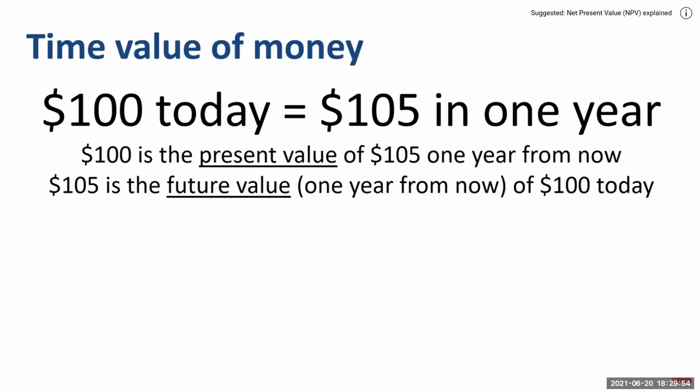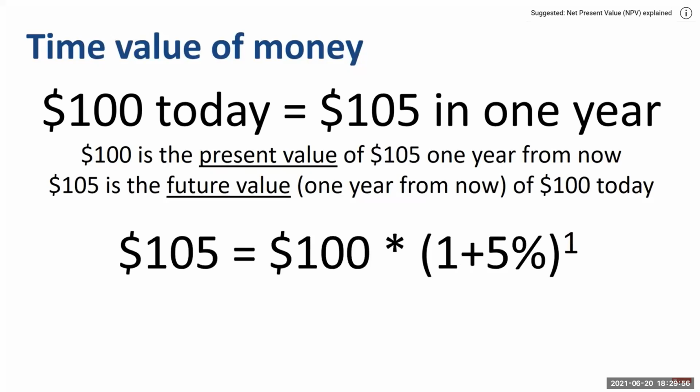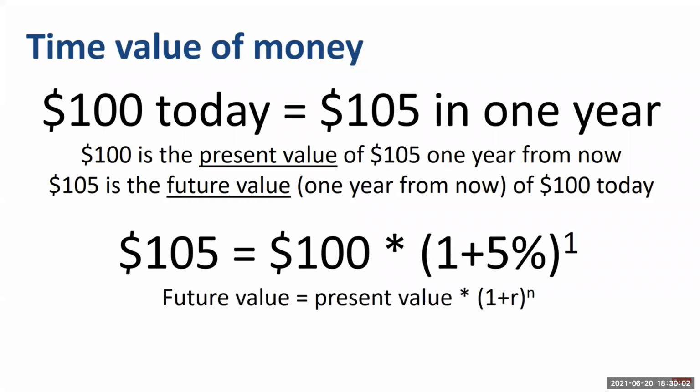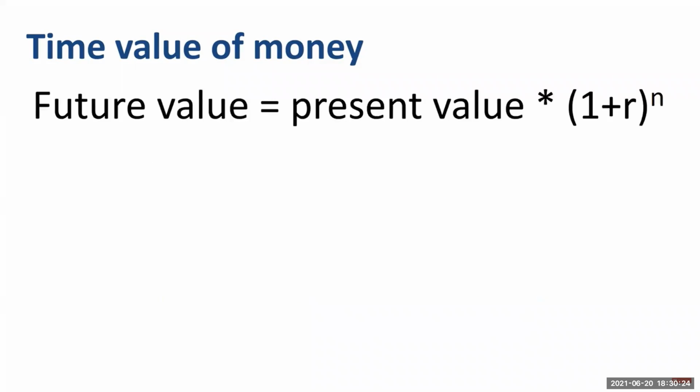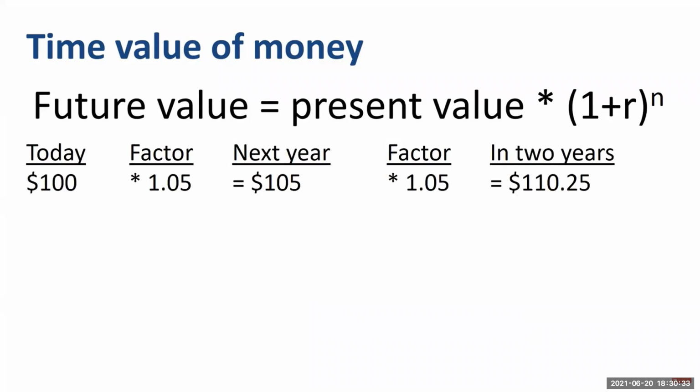Now I'm going mathematical on you. $105 equals $100 times 1 plus 5% to the power 1. The future value equals the present value times 1 plus the rate of return to the power of the number of years. The present value equals the future value divided by 1 plus the rate of return to the power of the number of years. That might be a big abstract mathematical leap. Let's review it with an example. The future value equals the present value times 1 plus the rate of return to the power of the number of years. Let's expand our example to 2 years.